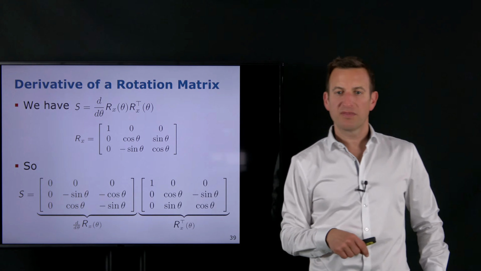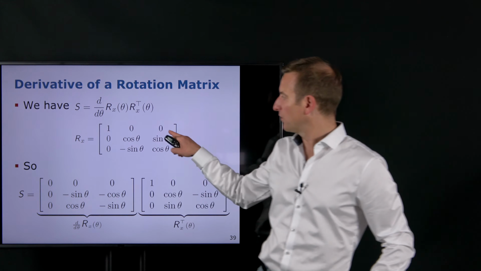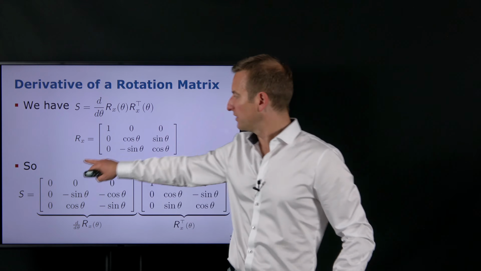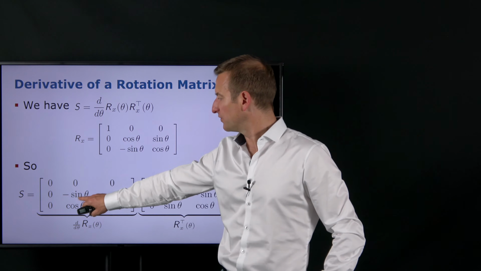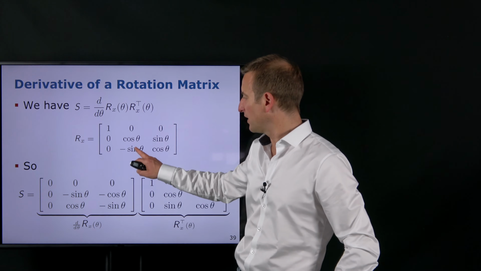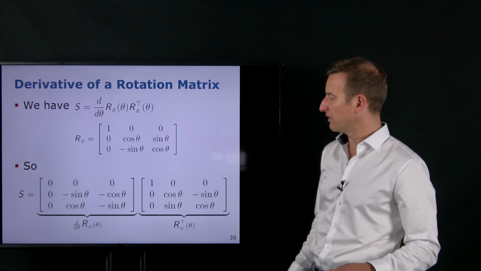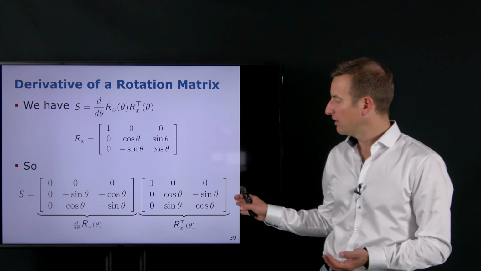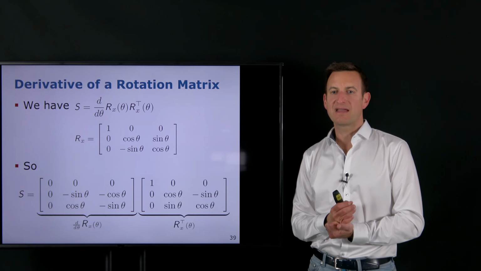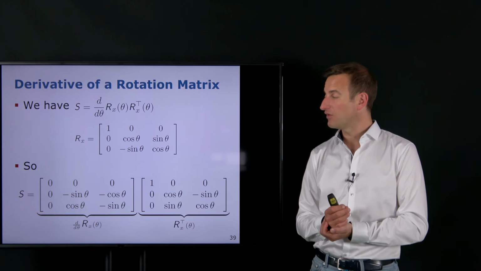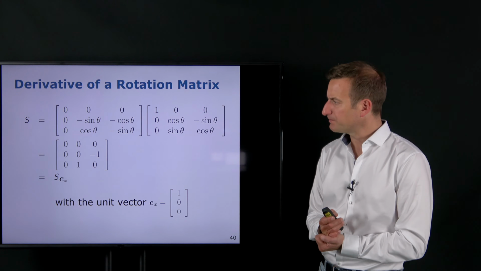If I now take this matrix and differentiate it with respect to theta, then of course a constant differentiated with respect to theta gives 0. 0 stays 0. The cosine turns into minus sine, sine turns into cosine, and cosine turns into minus sine. So this is the first derivative of my rotation matrix over here. And I know now that the product of these two matrices is actually my skew-symmetric matrix that I have over here. Okay, let's see what we can actually do with it.